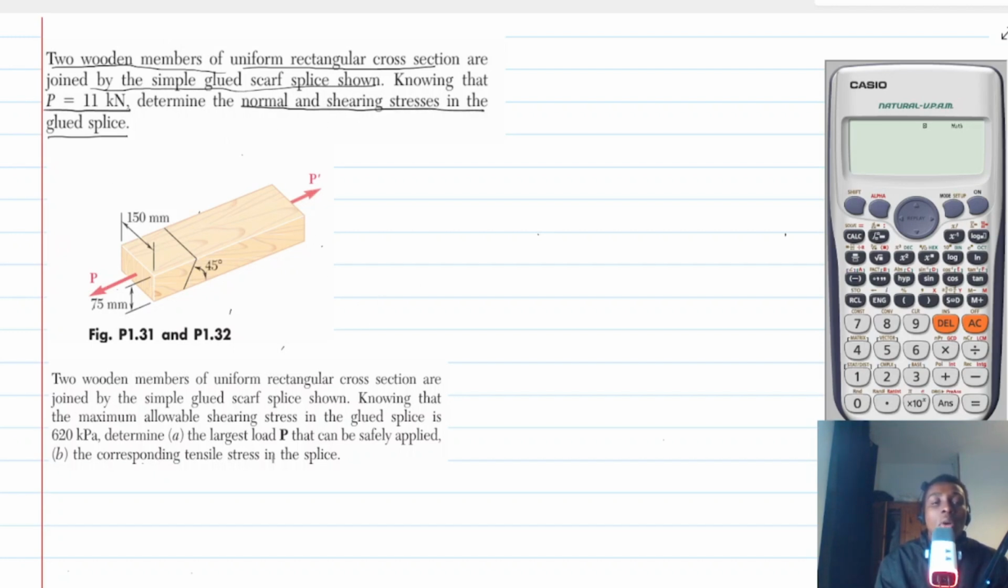All right, there is a follow-up question where we are given the maximum allowable shearing stress, and then we have been asked to find the load P and then the tensile stress. So let's start from the first part.